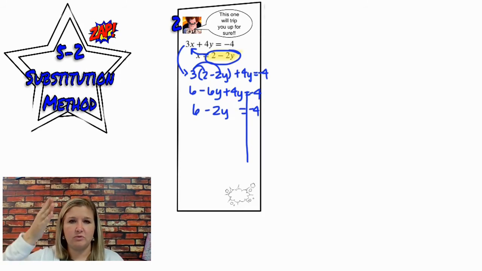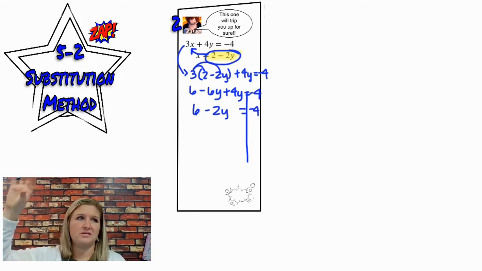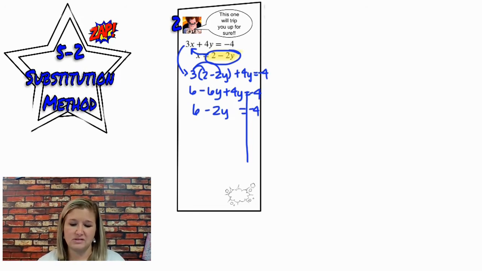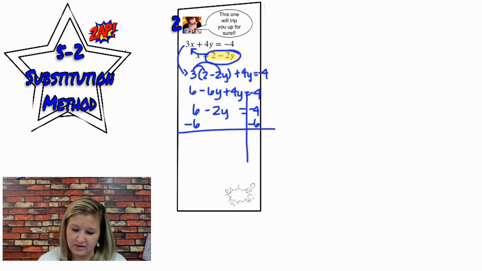Notice I'm keeping my equal sign straight down. I've seen some of you trying to do all these jingled things because you don't want to write down all these steps. Keep them each in line so that way you can keep everything straight. Now I have a two-step equation. I'm going to move 6 over by subtracting 6 from each side. So I have negative 2y is equal to negative 10. And then lastly, I'll divide by negative 2.